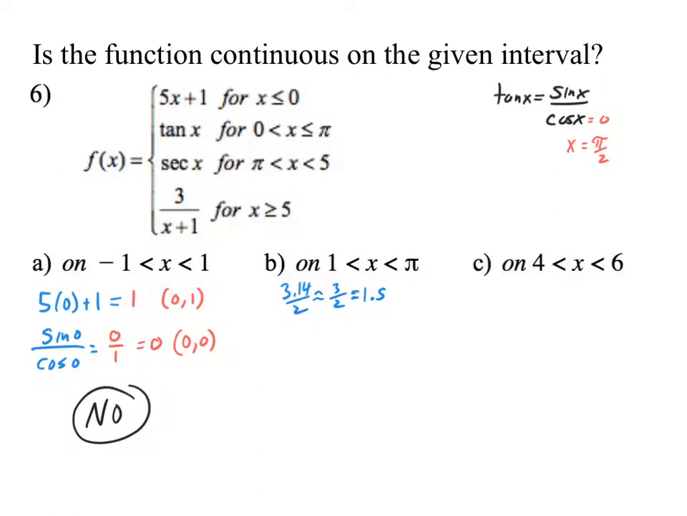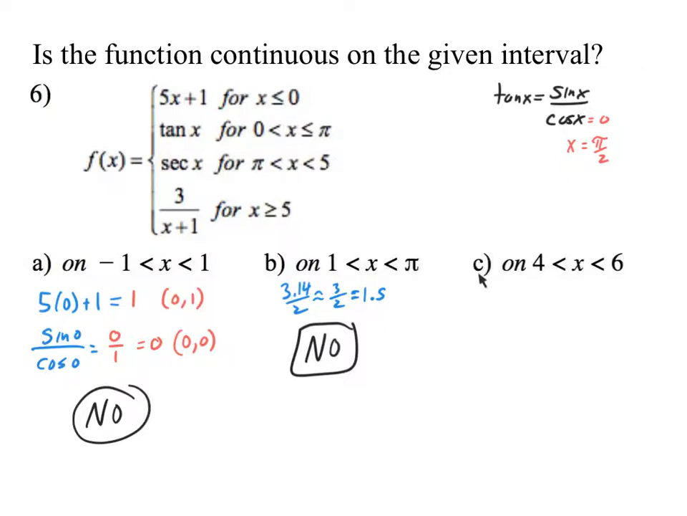So is 1.5 in this interval? Yes, it is. So there's going to be an asymptote in this interval. This discontinuity is in the interval, so this is a no as well. It is not continuous on that interval. If I went from 2 to pi, that would work, because 2 is above this, and it would be continuous on that interval. But I didn't.